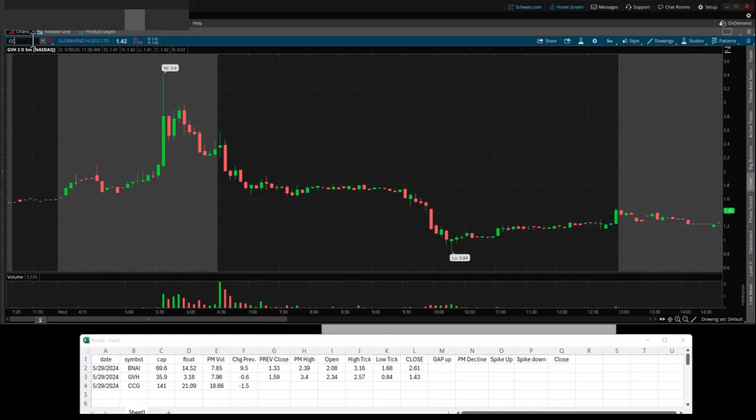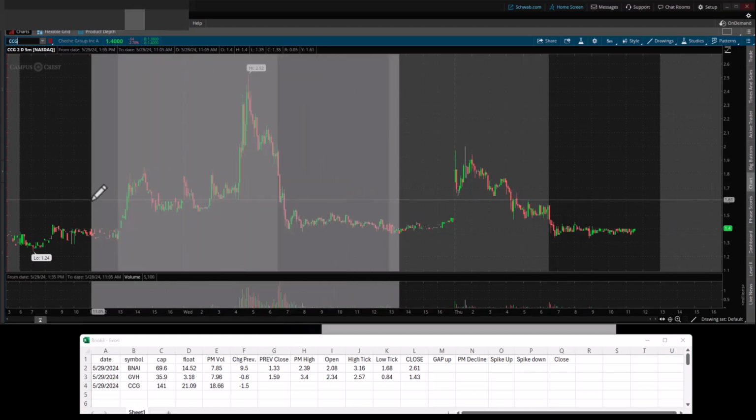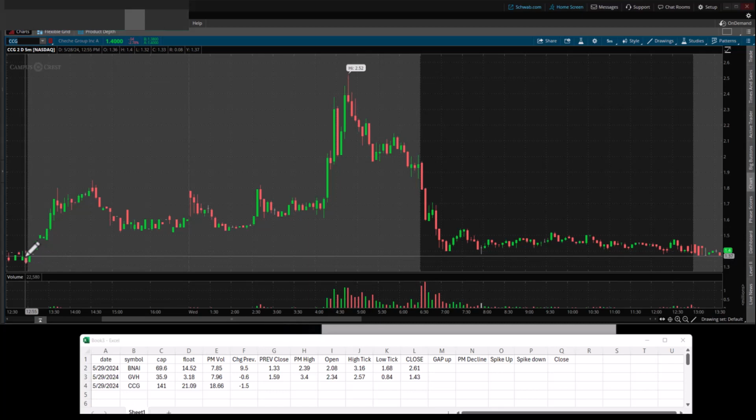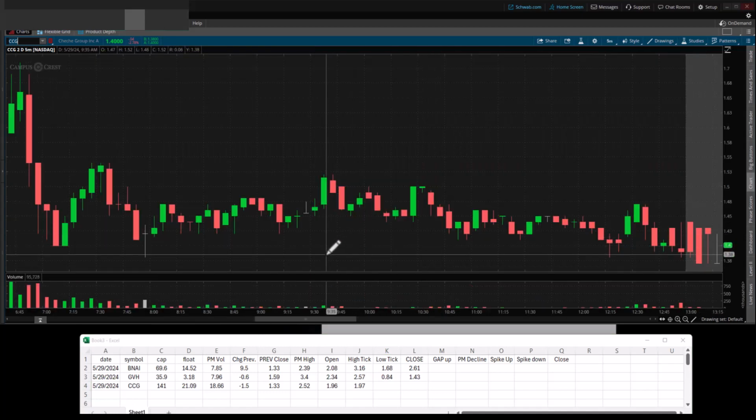Now we go to CCG. Close 1.33. Pre-market high 2.52. It opened at 1.96. The highest tick 1.97. The lowest tick, this one's a little tricky. The lowest tick, this one is 1.38. Yeah, 1.38. And then it closed at 1.39.